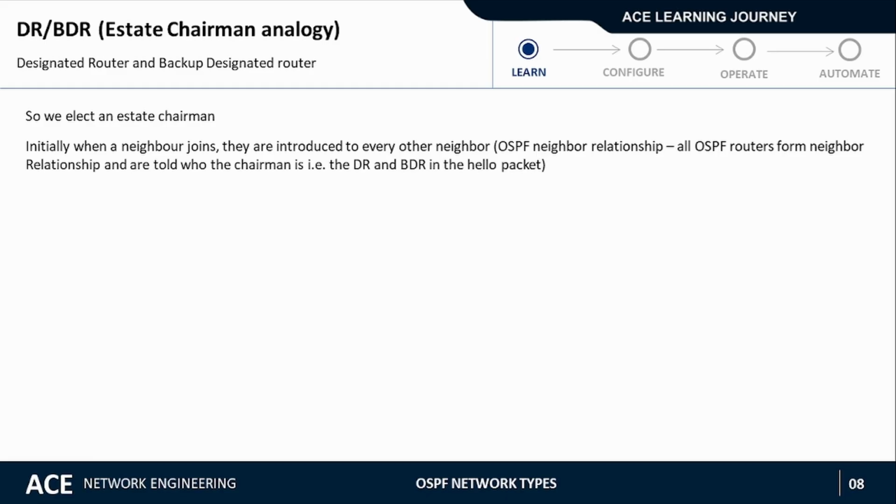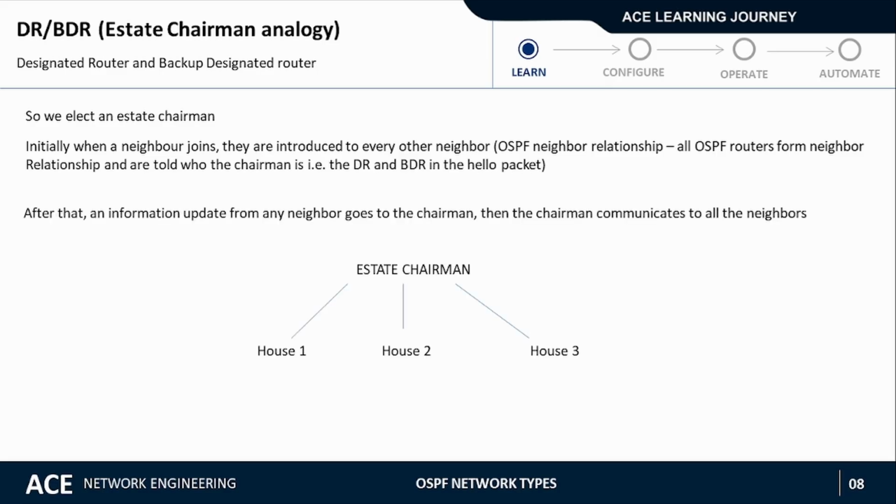When a neighbor joins, they get a hello packet from an existing neighbor, and a hello packet will have information about the DR, which we'll talk about, and the BDR. So the neighbor is told, we have a chairman here, and these are the neighbors that I know. Fantastic. So if you have information, you will forward your information to the chairman, and then the chairman forwards that information to all the other neighbors. You see how it works?